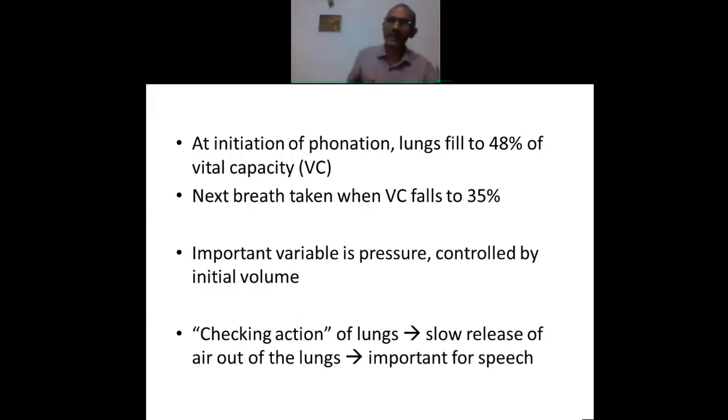Just imagine if the fall took, let's say, 5 seconds always, which means we would have to stop speaking invariably after 5 seconds. That should not happen. So it would happen over 10, 15, 20, 25 seconds, which can be improved upon by training. But just understand this concept of checking action of lungs, which prolongs the drop from 48% to 35% of the vital capacity, which allows us to speak for that much duration. And to remind you again, all we're talking of is physiology. If there is something abnormal in any of these things, all this goes haywire.